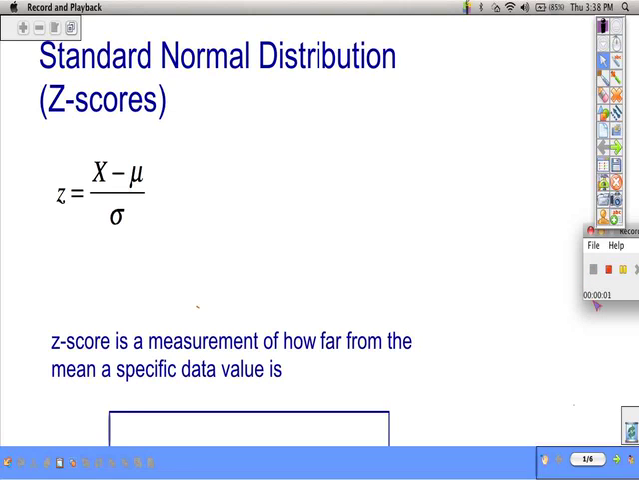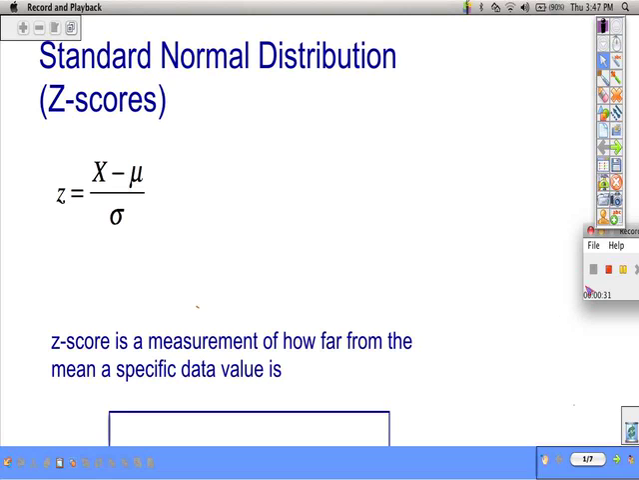In 29C, we look at z-scores, and what we're doing is we're standardizing the normal distribution. What a z-score tells us is how far from the mean a specific data value is, and what it really means is it tells us how many standard deviations away we are from the mean. To calculate this z-score, this standard score, we have two ways of doing it.